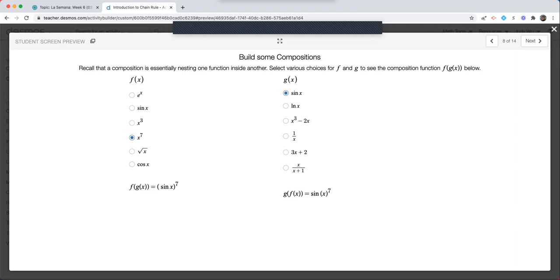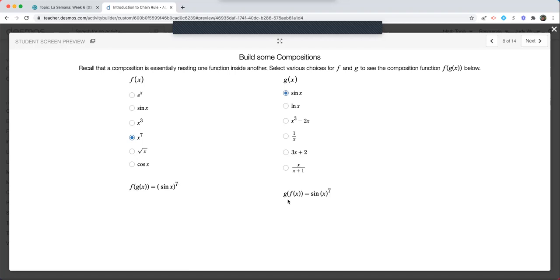If I have f of g of x, then I take sine x, which is my g of x, and I put that into wherever we see the x in the f function, okay? So when I put g inside of f, we get sine x to the 7th, okay?